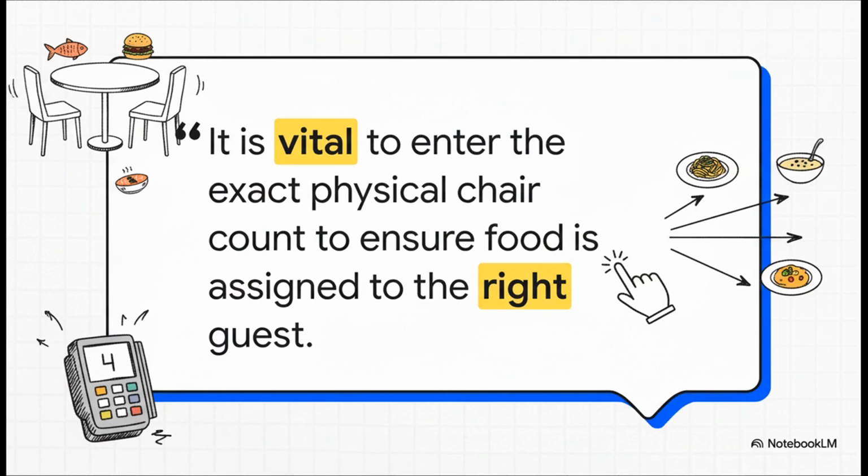You might be thinking, why does it need to be so precise? Well, here's why. This number sets up the position numbers for everyone at the table. That means the system knows exactly who gets what, so the right food goes to the right person. It's what stops that whole awkward, okay, who had the steak game. It makes service so much smoother.